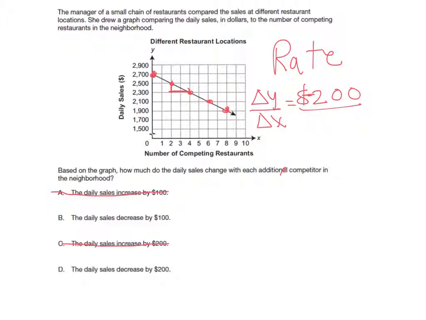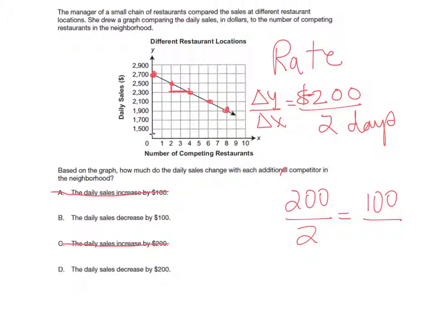And if I look at this number right here, that's not 1 day, that's 2 days. So that's $200 in 2 days. Not $200 in 1 day, it's $200 in 2 days. And $200 over 2 days is the same as $100 per 1 day. And so this right here is the right answer.